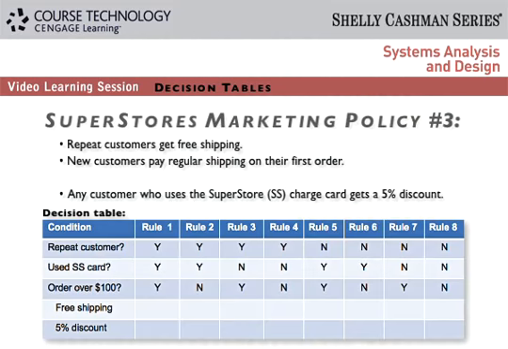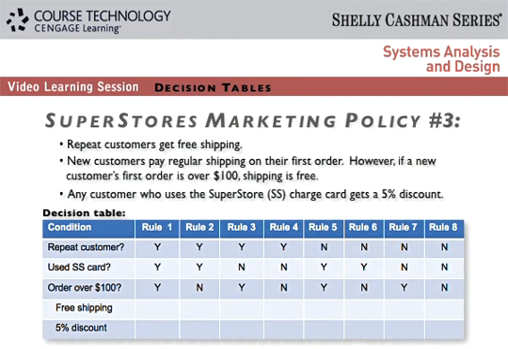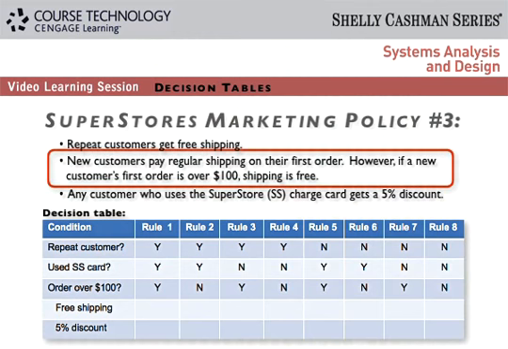Now let's add a third condition. Marketing now feels that the size of an initial order is important and wants to change the free shipping policy. Now a new customer can get free shipping on the first order, but only if the order is over $100. The full yes-no pattern has been entered, so we're ready to analyze the conditions and add the outcomes.